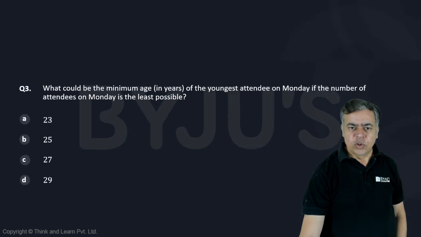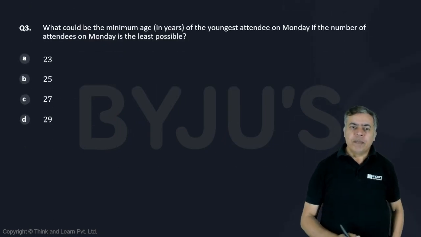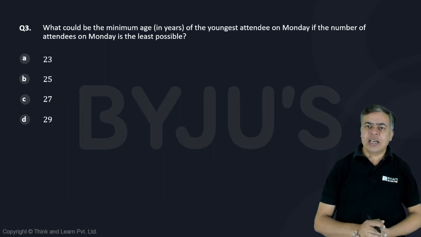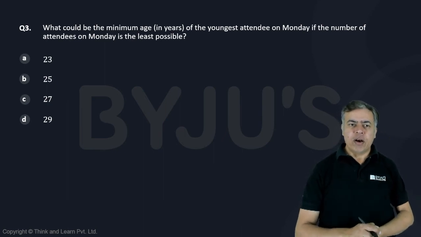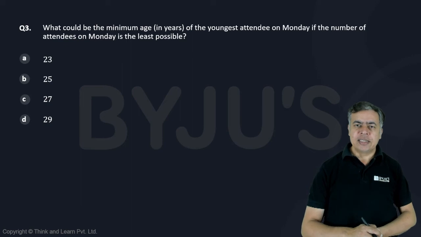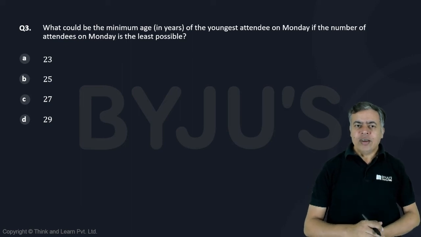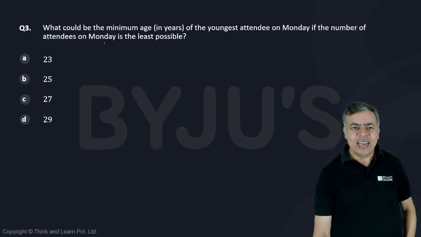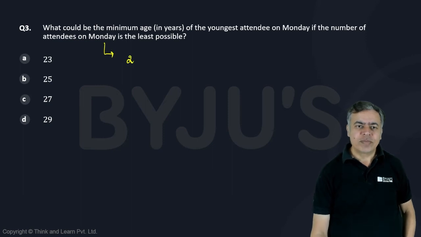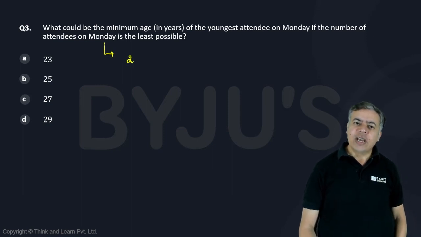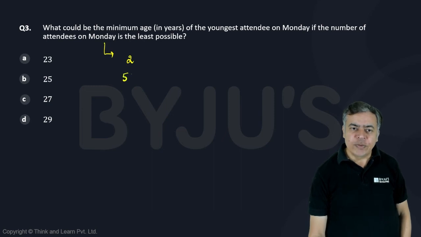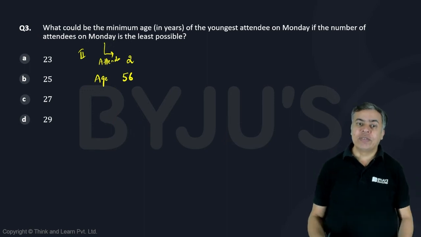Okay, so let's move to the next one. What could be the minimum age of the youngest attendee on Monday if the number of attendees on Monday is the least possible? Monday in the second case, the least possible attendee were 2 only. In the second case, we have 2 attendee only, and the average age is 56 in that case. This is the second case.